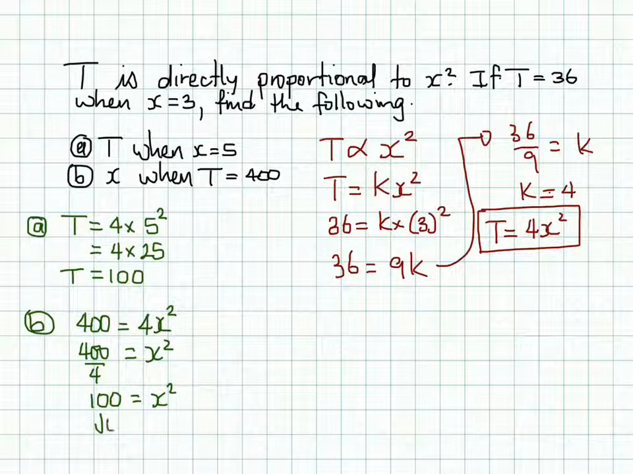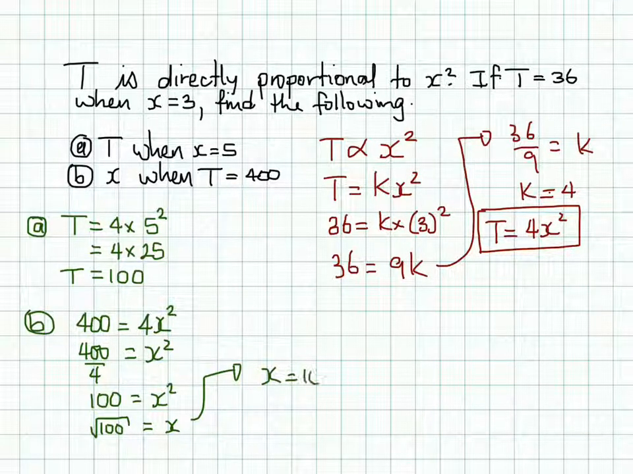So I'll just take the positive square root of 100. You can't see the 1 in my 100, so I'll just rewrite that. And so that's going to be the positive square root of 100 is equal to x. And we know that the square root of 100 is 10 because 100 is a square number. So x is equal to 10.